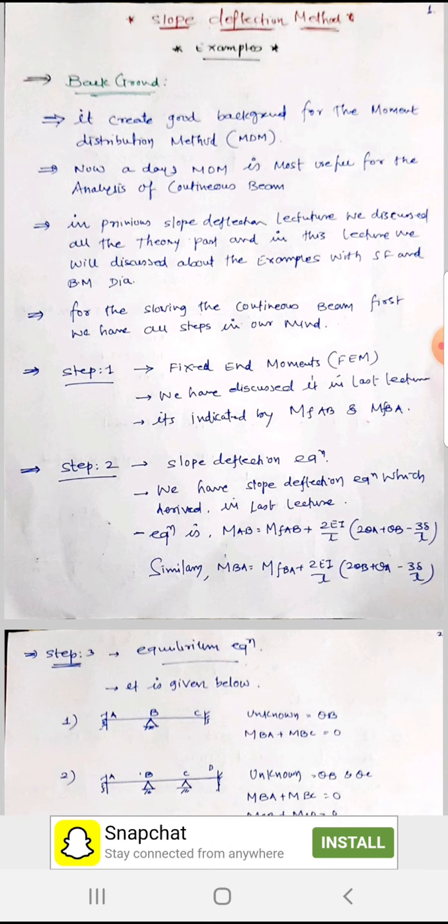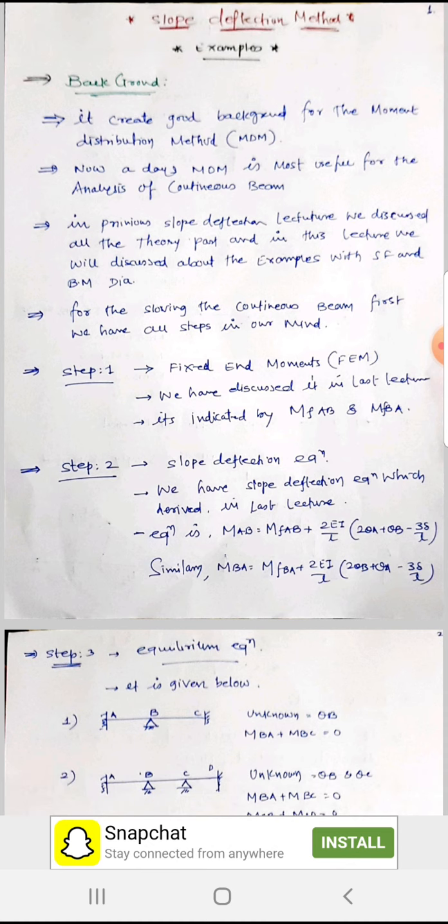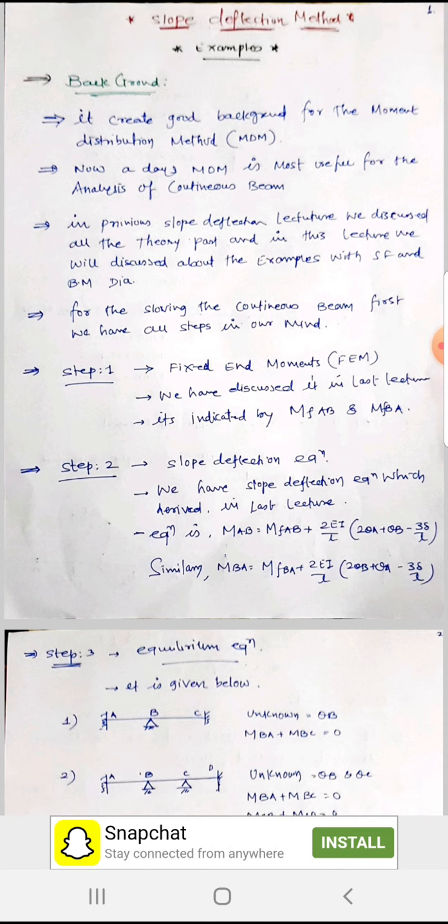So fixed end moment depends upon the type of load acting on the beam. In this lecture the fixed end moment is indicated by MFAB and MFBA. MFAB means fixed end moment from A to B, and MFBA means fixed end moment from B to A.